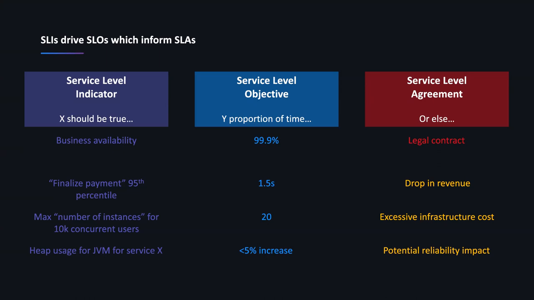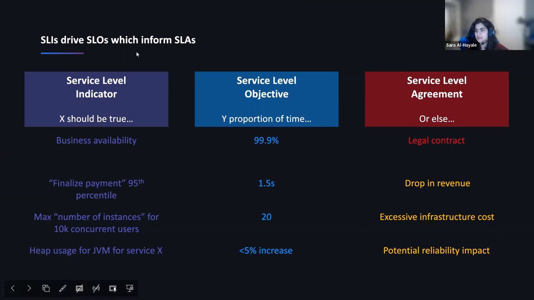Does that kind of make sense? Yeah, so would each of those, like on the left, the finalized payment 95th percentile, would that be one quality gate, or is a combination of all those a quality gate? It's and, not or. Yeah, so this would be all of them.